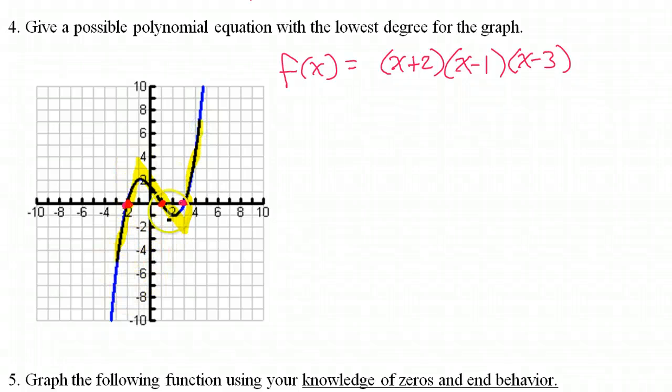Because it is a right side up N, that lets me know that this is positive end behavior. If this were an upside down N, like this, then it would be negative, and I would put a negative for the leading coefficient. But right side up N means that the leading coefficient is positive, so I would just leave it like this. So bam, there's a polynomial equation with the lowest degree for this graph. There you go.